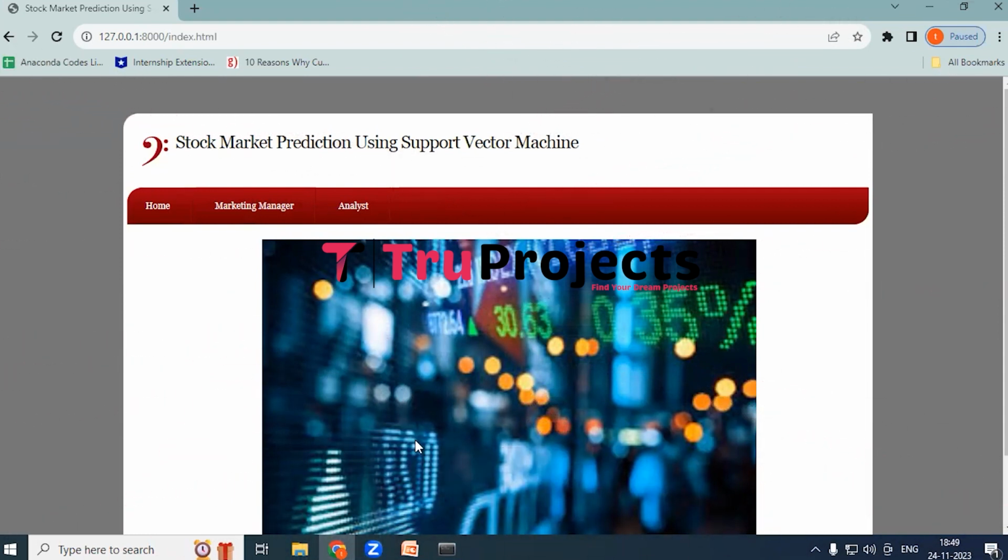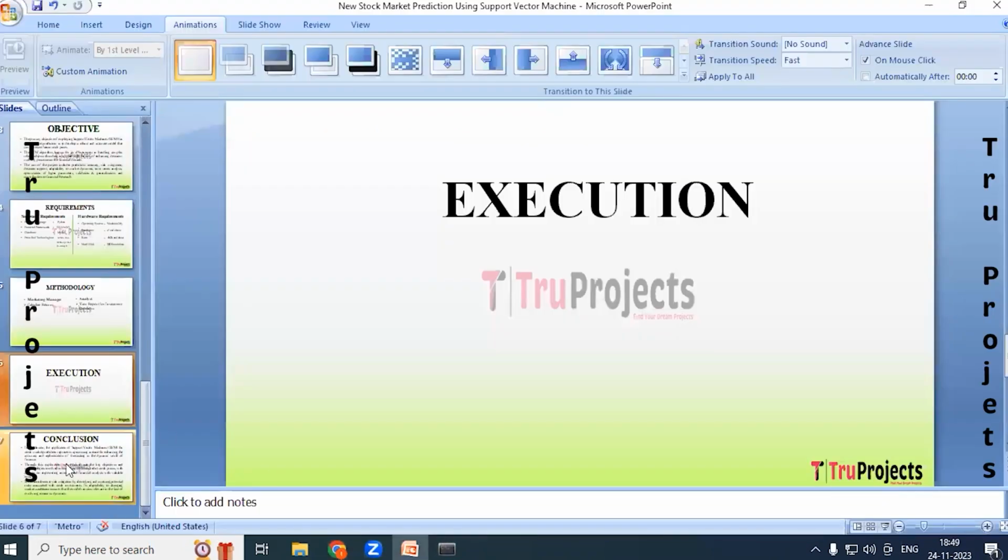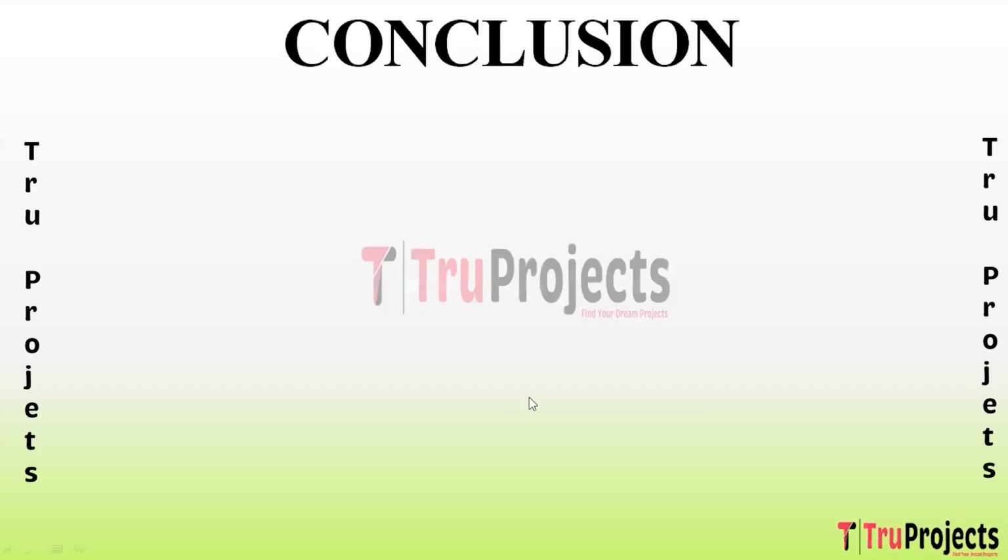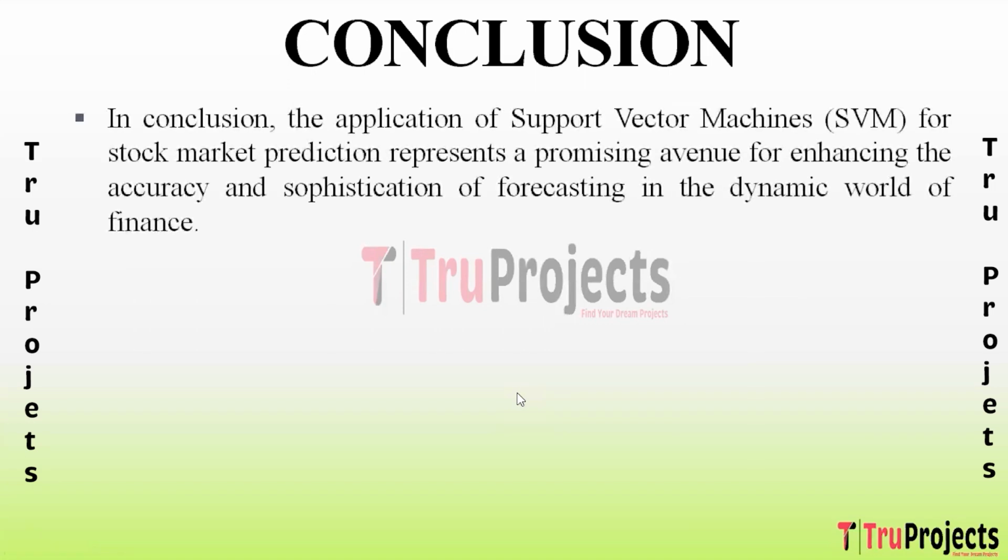So this is how stock market prediction using support vector machine works for any company or any institutions or any organizations. I have to conclude by saying that the successful application of SVM in stock market prediction contributes valuable insights to the broader field of financial research. It advances our understanding of market dynamics, potentially leading to the development of more effective forecasting methodologies.